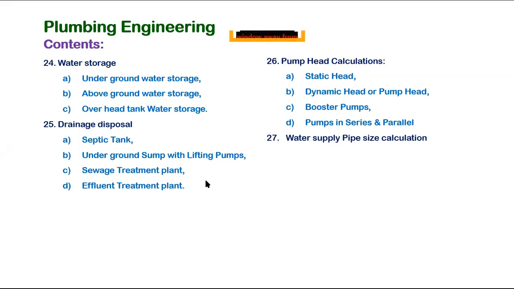Last class we saw water storage: underground water storage, above ground water storage, overhead water storage and so on. Now we are going to see drainage disposal, and after that, pump head calculation. So now we will see drainage disposal. What are the methods we are going to use to dispose of the drainage? First is the septic tank. Another is an underground sump with lifting pumps, then the sewage treatment plant and the effluent treatment plant.